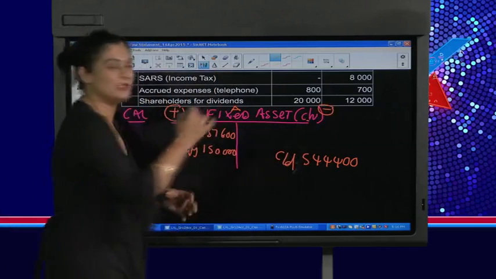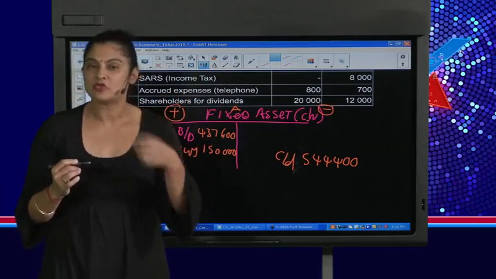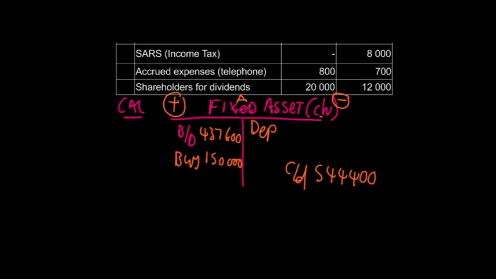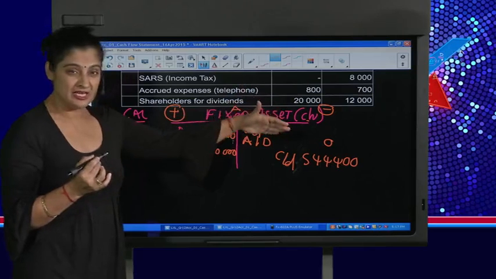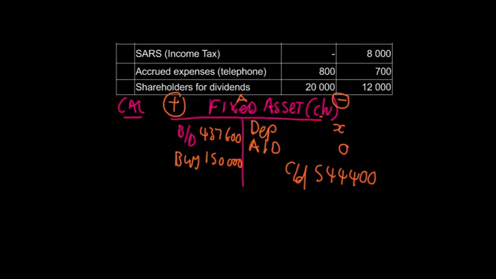What now decreases my carrying value? In other words, what now appears on the credit side? My carrying value decreases whenever I write off depreciation. So let's fill that in. The moment I write off depreciation, my carrying value is going to go down. What else decreases my carrying value? Whenever I sell assets, in other words, I'm getting rid of my assets, if there is an asset disposal. Now, going back to the additional information, no fixed assets were sold during the year, so I'm going to put a 0.